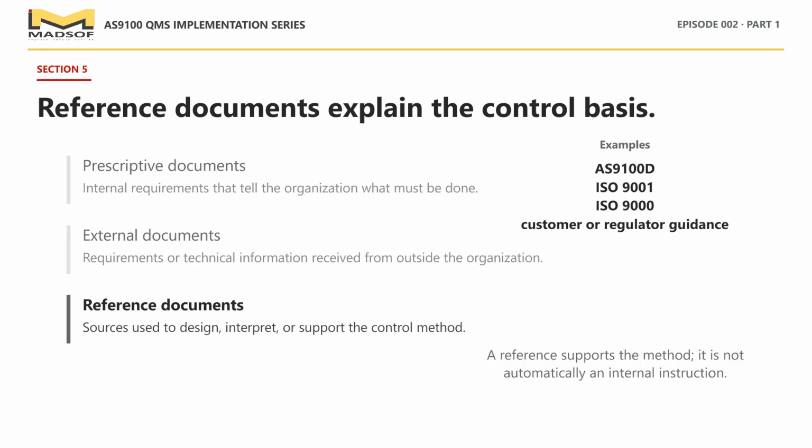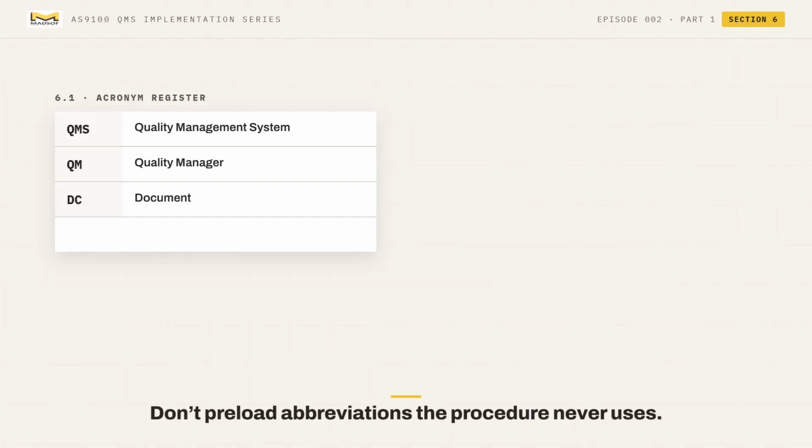Reference documents are the sources used to design, interpret, or support the procedure. Examples include AS9100, ISO 9001, ISO 9000, and applicable customer or regulator guidance. A reference explains where the method came from, but it does not automatically become an internal work instruction. Keep that distinction clear. Build the acronym register as the procedure introduces terms.